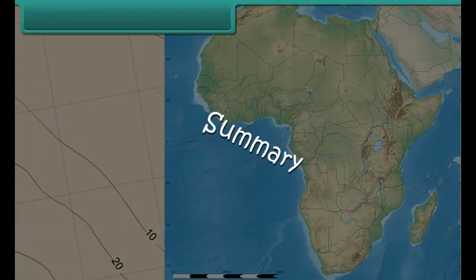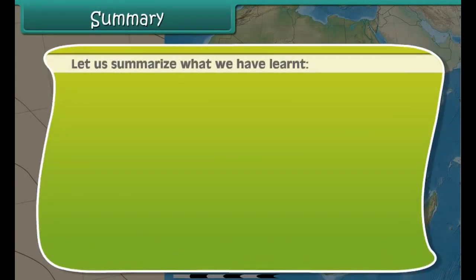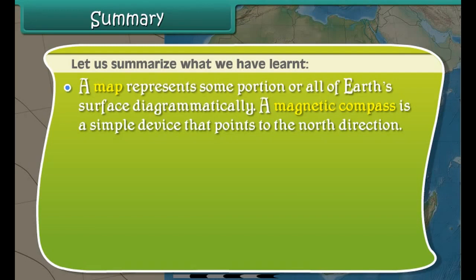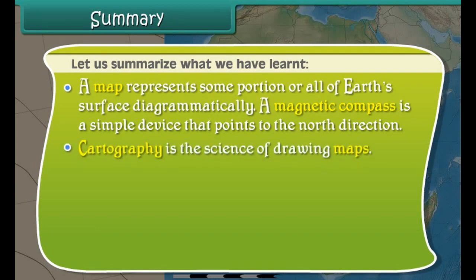Summary. Let us summarize what we have learned. A map represents some portion or all of Earth's surface diagrammatically. A magnetic compass is a simple device that points to the north direction. Cartography is the science of drawing maps.